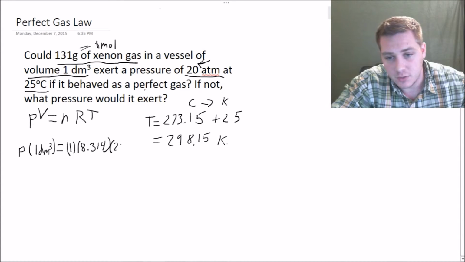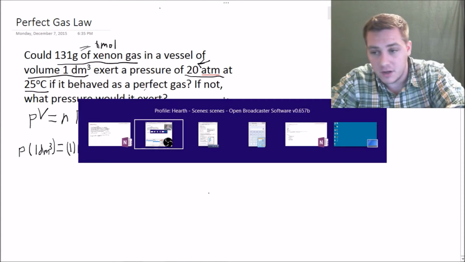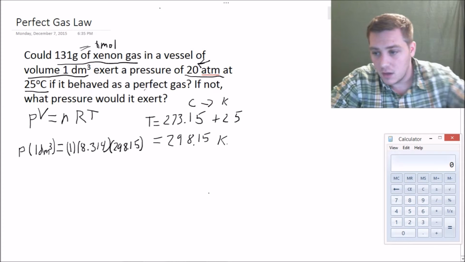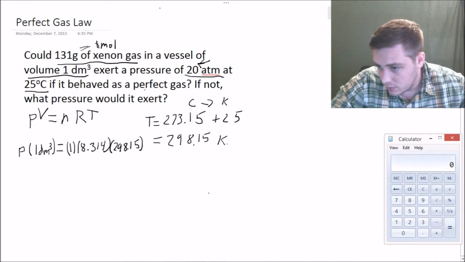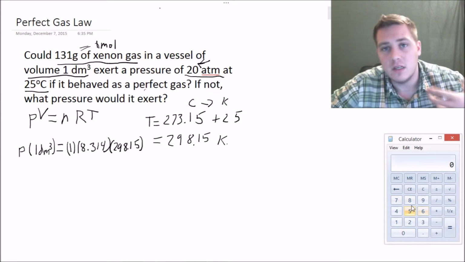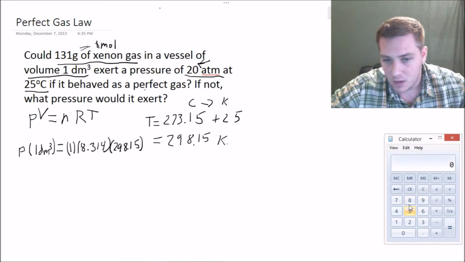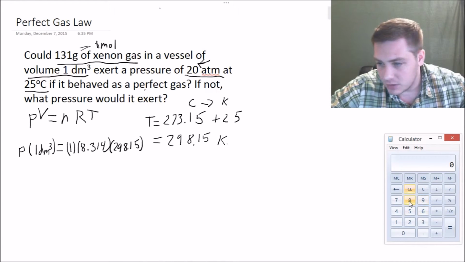The temperature is 298. I'm going to bring up my calculator here, and I encourage you to go along with me so it feels right, the muscle memory. That's what it is, muscle memory. So we pretty much just have 8.314 times 298.15.